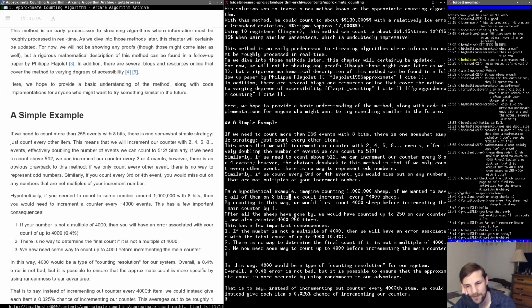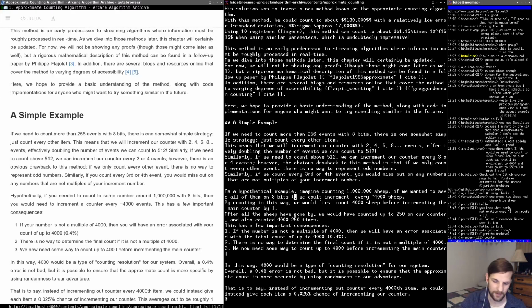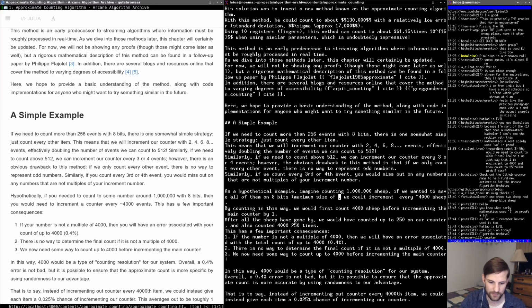As a hypothetical example, imagine counting 1 million sheep. If you wanted to save all of them on 8 bits, with a maximum size of 256, we could increment our counter every 4,000 sheep that walk by. We'll just say 4,000 sheep.